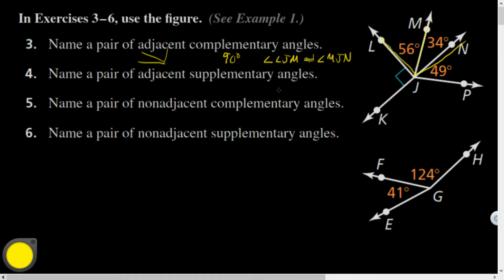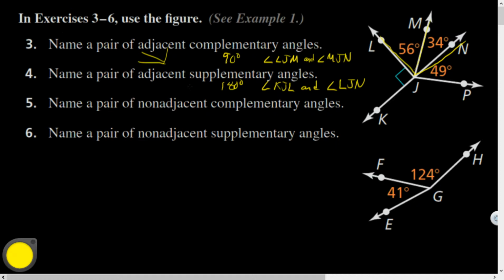So let's see. Name a pair of adjacent supplementary angles. That's when they add to 180 degrees. Do you spot one? Right, yeah, because these weren't labeled angle 1 and 2, I do have a way to name the entire macro angle addition chunk there, so I agree that angle KJL and angle LJN would also be a linear pair, if we use that terminology.